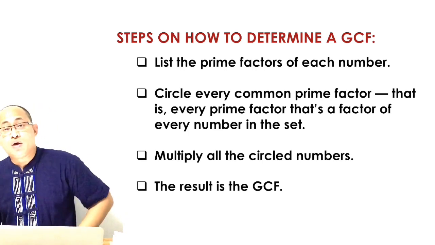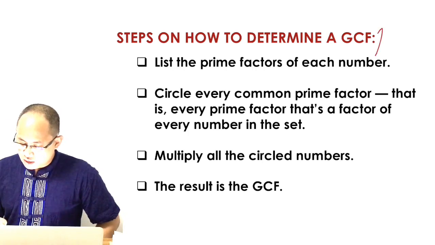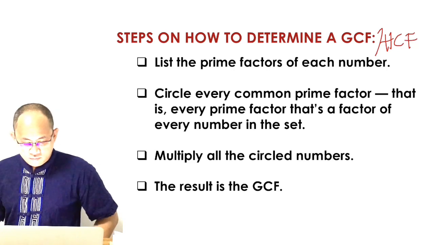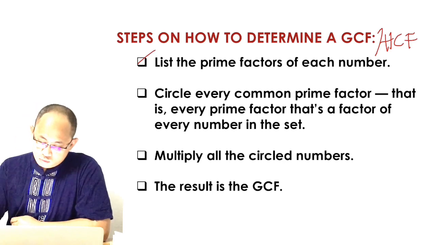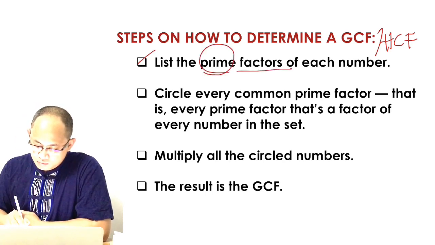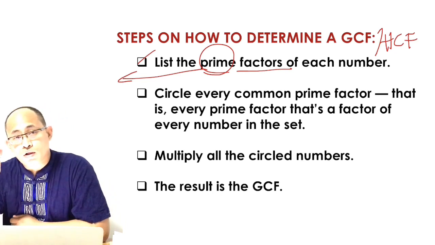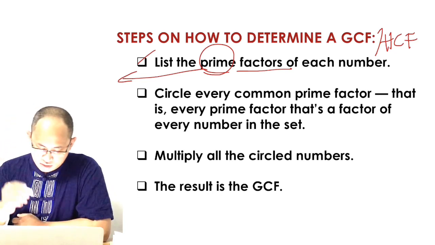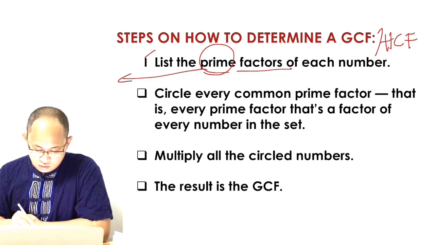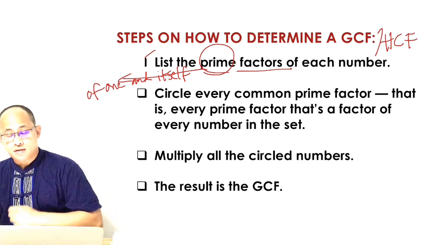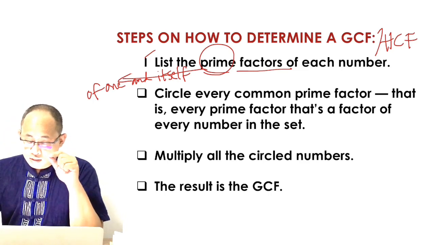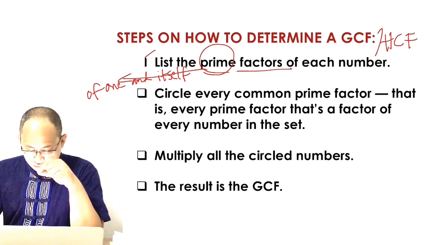Now, here are the steps on how to determine a GCF or an HCF. First is list the prime factors of each number. Take note of the words prime factors. Prime numbers are numbers that have only a factor of 1 and itself.